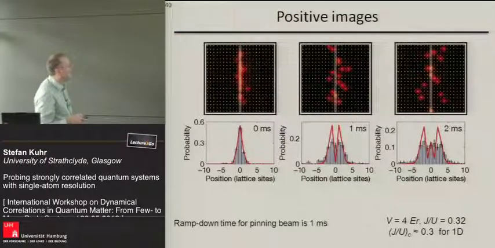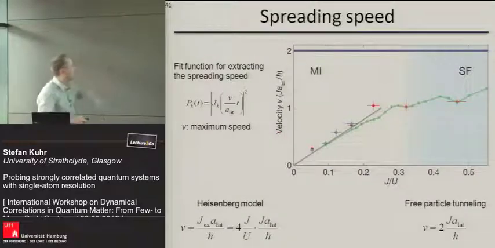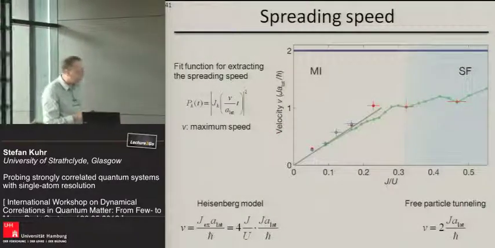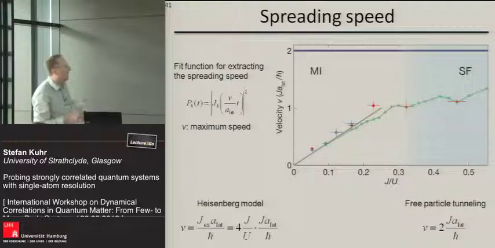So I will skip this, and this is the summary of the spin impurity dynamics. We've probed the dynamics of the spin impurity all across the superfluid to Mott insulator transition, and we could find a very good agreement with the analytic solution of the Heisenberg model deep inside the Mott insulator limit, and in the superfluid limit this description breaks down.